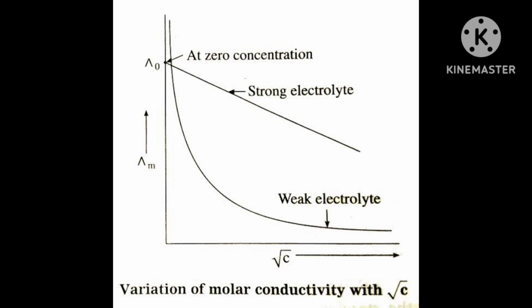If you know the value in centimeter square and you want to calculate in meter square, then only the 10 to the power 4 that was there will reverse. 1 upon 10 to the power 4 is 10 to the power minus 4. So 1 Siemens centimeter square per mole is equal to 10 to the power minus 4 Siemens meter square per mole.